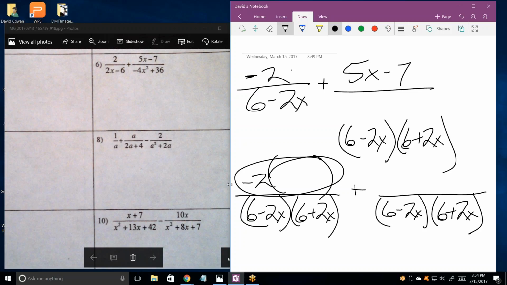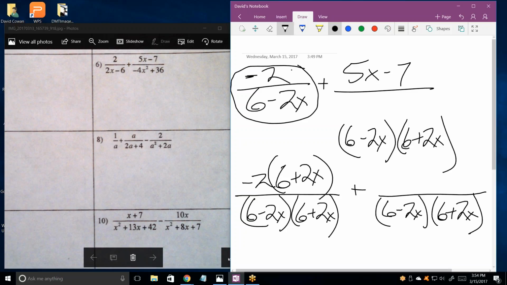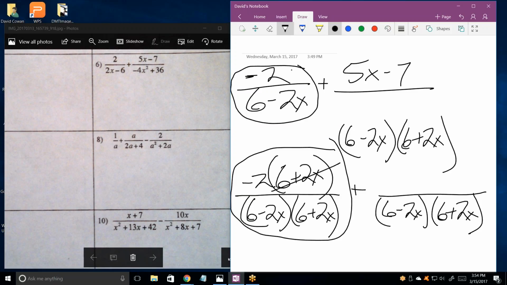Times 6 plus 2x. Oh, yeah. Notice why that's the same. What I'm trying to do is rewrite that fraction with a similar fraction that's exactly the same, only it has my common denominator. Well, my common denominator has an extra 6 plus 2x, but that will cancel with that, leaving me with what I started with. That's what I mean by always be checking.